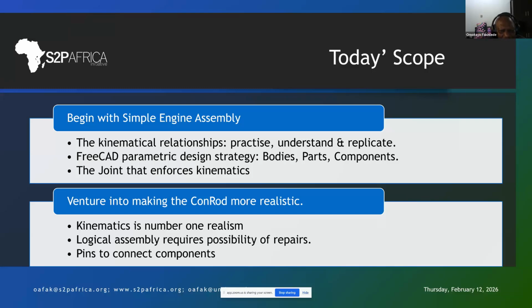In addition to the kinematics, we must also remember that logical assemblies, for them to be realistic, require the possibility of repairs. If you do something and the only way we can repair it is to break it apart, then that is not something very good. That's not something that can last. Even the engine of a car gets fixed. A mechanic in Nigeria can casually open your engine, remove the piston, put rings on it and put it back. Why is he able to put it back? Because there are bolts, there are things.